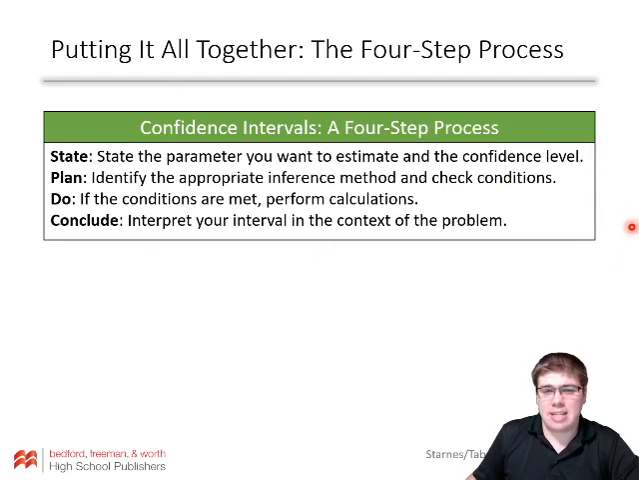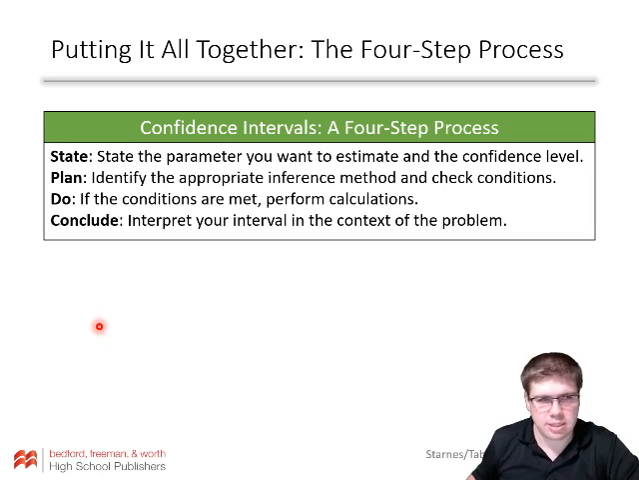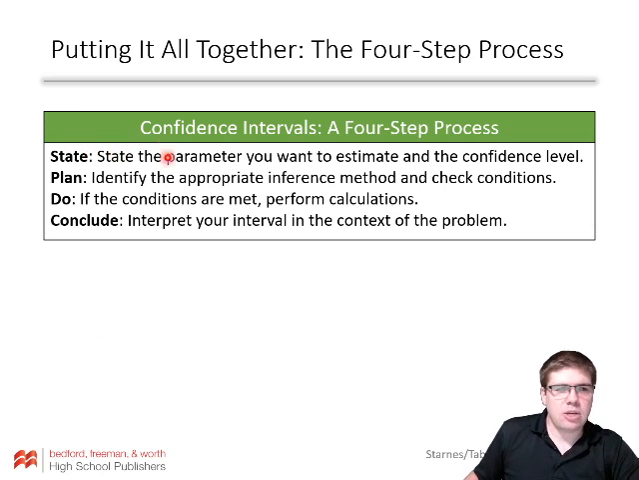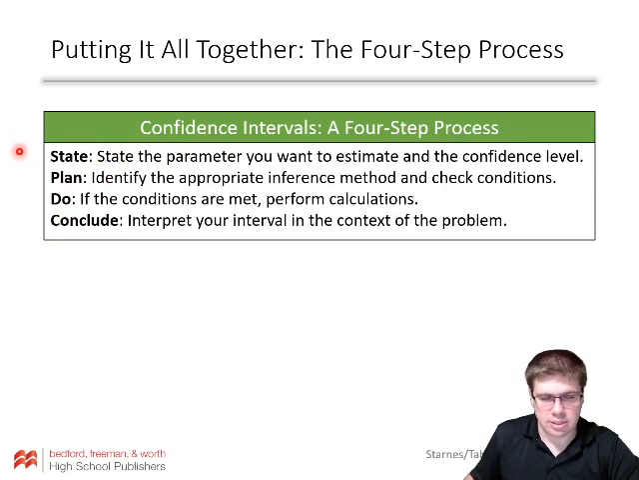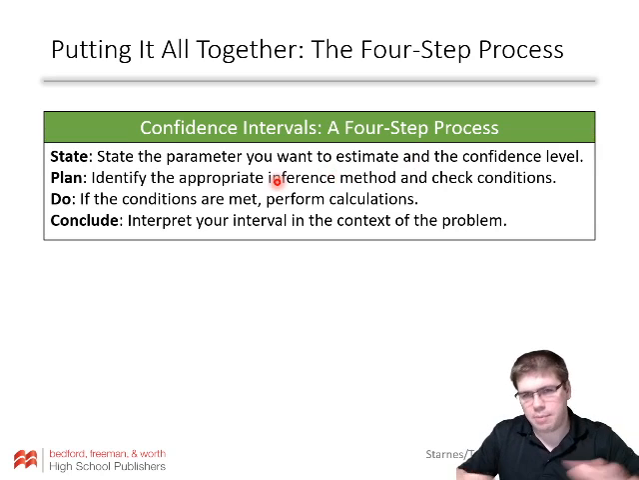And then significance tests, I'll go ahead and warn you, have the exact same kind of process, a 4-step process. So the first thing that you need to do is state. And so state, plan, do, conclude. I'm going to be harping on this for essentially the rest of the year. We're going to state the parameter we want to estimate and the confidence level. So that's just kind of framing the problem.